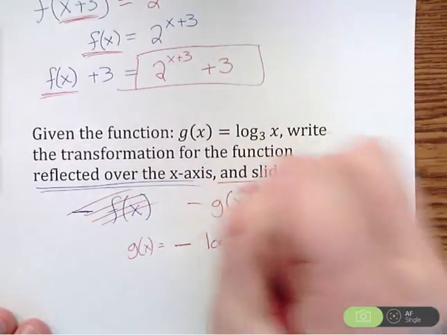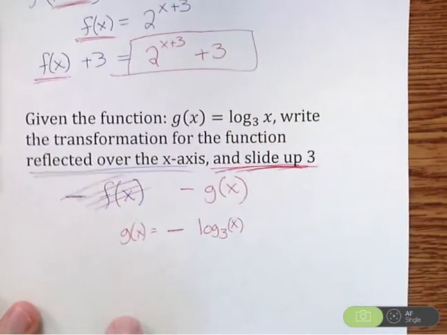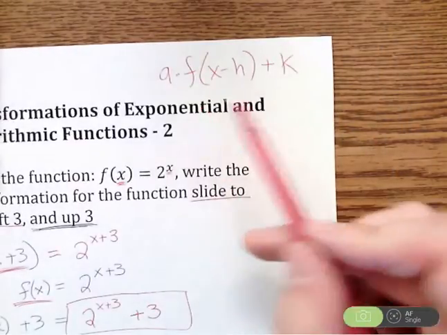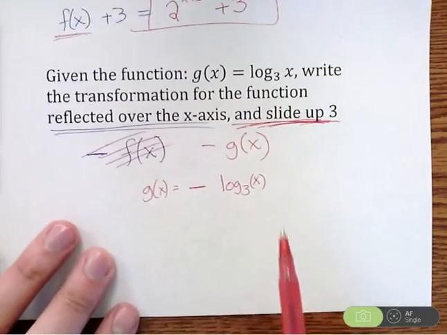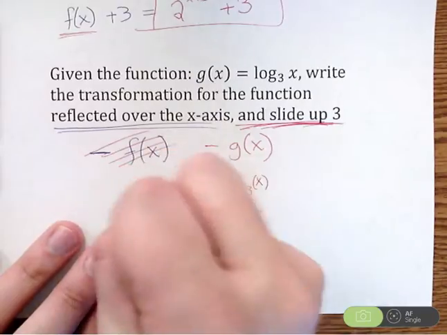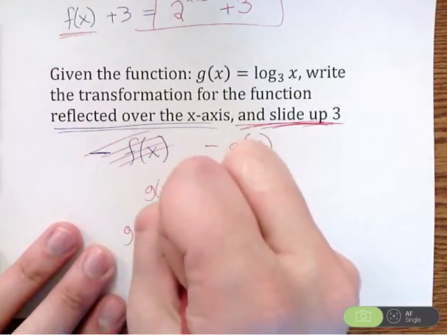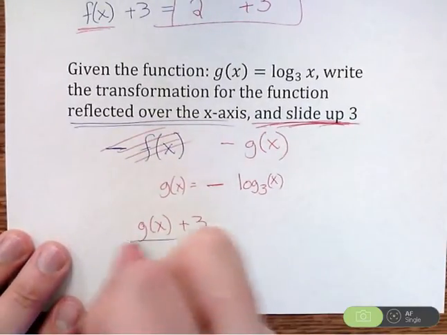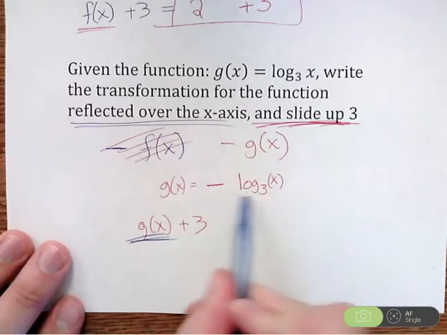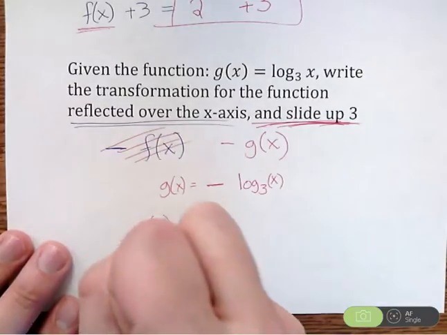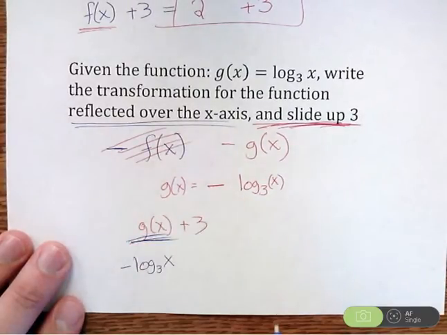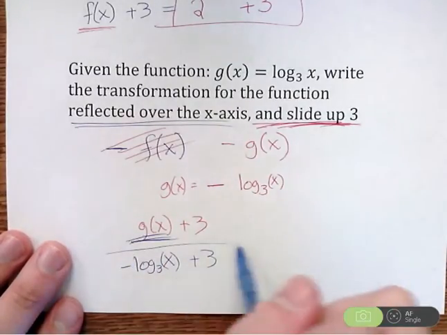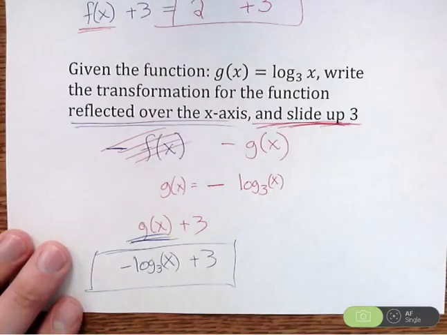The second part of this says, and slide up 3. So I need to slide up 3. If I'm doing that, I think, again, am I dealing with A, H, or K? I am actually dealing with K. If I want to slide up 3, I'm going to do a g of x plus 3. I'm going to do another basic substitution there. I need to plug in for g of x. Well, g of x is equal to negative log base 3 of x. So I'm going to put a negative log base 3 of x. One more thing left there is I have a plus 3. I ask myself, is there any simplifying I can do there? There is nothing, so that is my function.